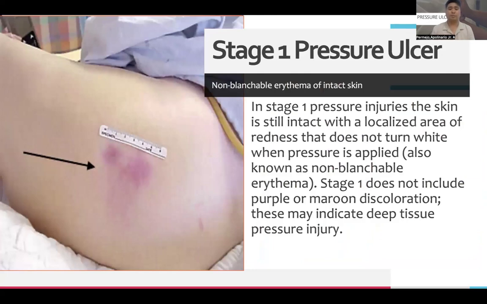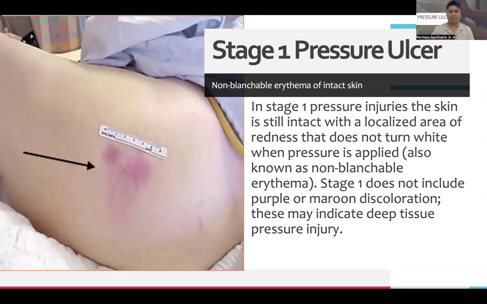Specifically, stage one pressure ulcer is a non-blanchable erythema of intact skin. In stage one, the skin is still intact with a localized area of redness, which does not turn white when pressure is applied. This is known as non-blanchable erythema.